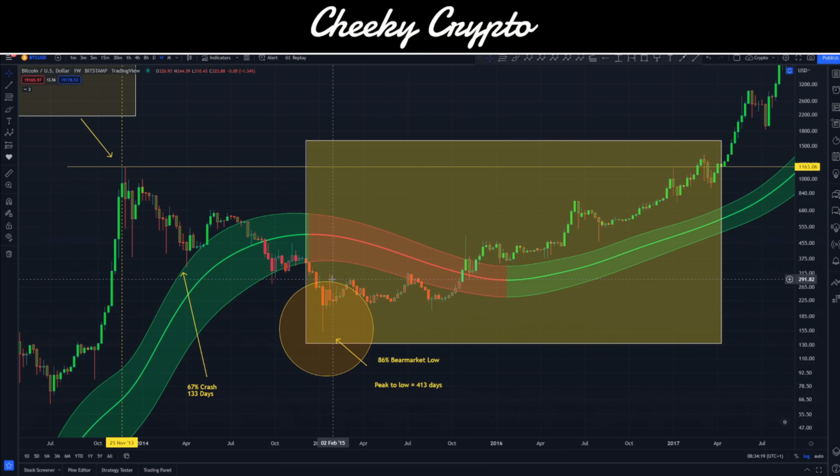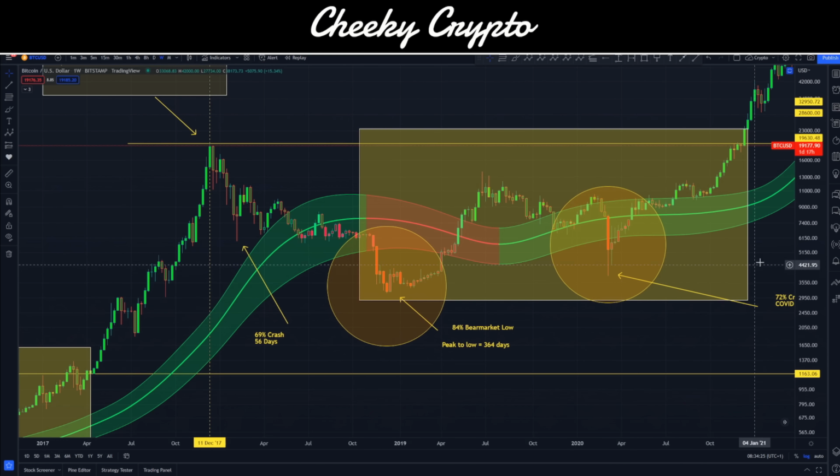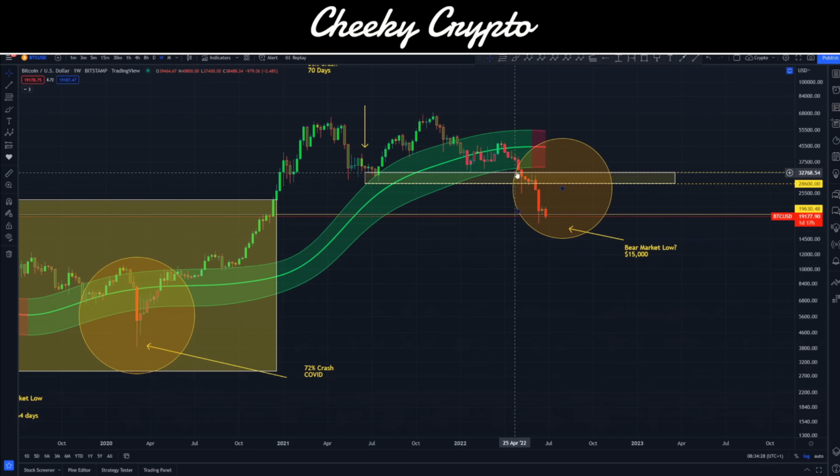Now if we come over here, it's a very similar story. You can see we pull back down, we bounce up, and then we crash right down into the bear market low. When we take a look at the current position, you can see that we pulled back down, the Gaussian channel's turned red, we've bounced, and we're just now looking for that final drop to the downside, which I estimate to be approximately 15,000. But obviously, what happens next will be the key thing.